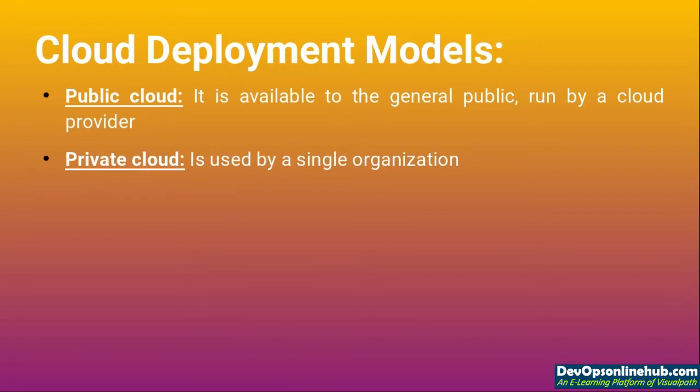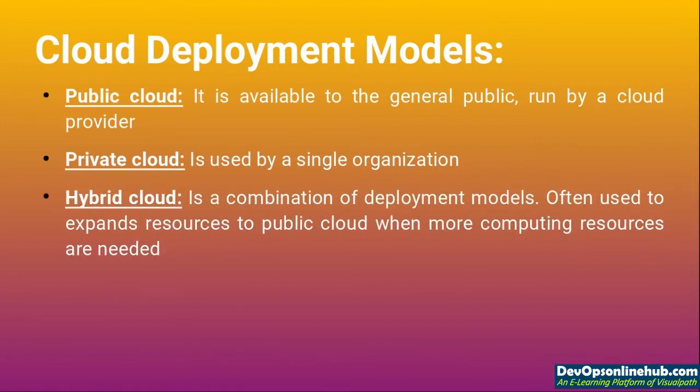In contrast to that deployment model, you have private cloud. In private cloud, what happens? You have your own cloud setup in your own data center. The entire infrastructure of the cloud is managed by your own IT team. So you still have cloud capability available with you, but entirely managed by yourself, not by the cloud provider. That is called private cloud.